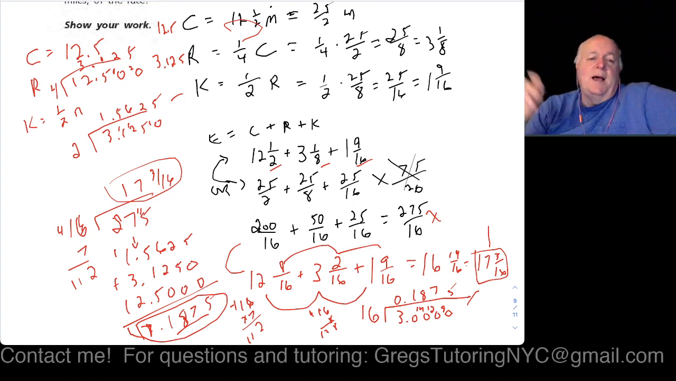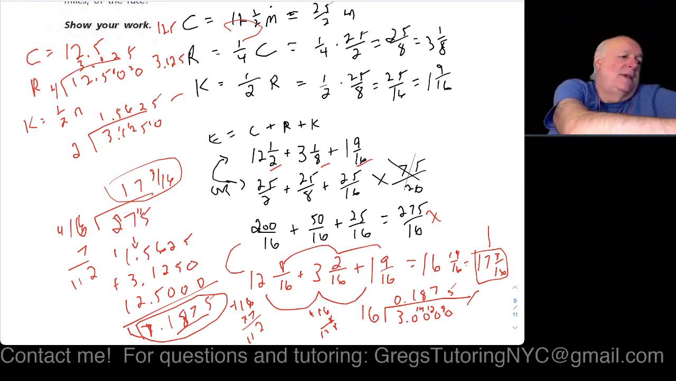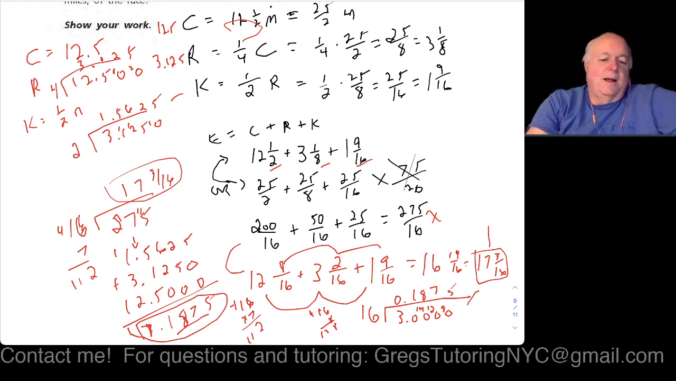17.1875. Booyah. Wow, I didn't make a mistake. I did not make a mistake. Yeah, baby. There is another way to do this still. I'm going to scroll this slightly.